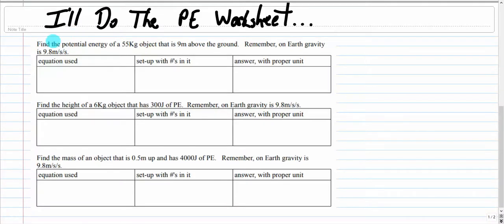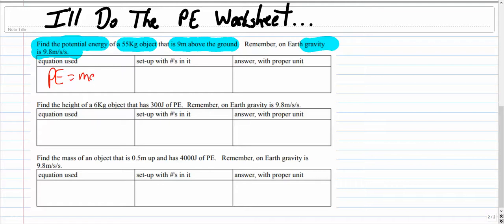It says find the potential energy, so that's what we're after. We've got a 55 kilogram object. It's 9 meters above the ground, and it tells us, remember that Earth gravity is 9.8 meters per second squared. So the equation we're going to use here is the potential energy equation, and that is just mass times gravity times height. So if I just put the numbers in, mass is 55 times gravity, that was 9.8, and then how high up is it? My height, that is 9 meters above the ground. So that's going to give me my answer.